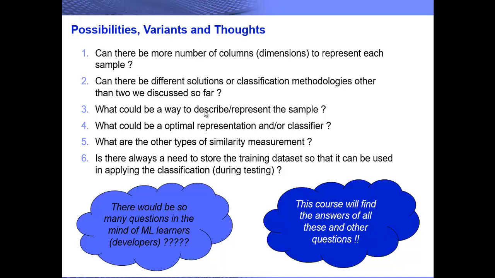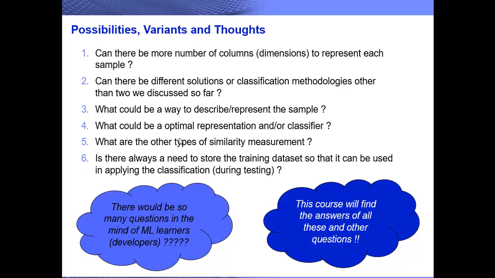The third question is, what could be a way to describe or represent the samples? I think we have seen in the last video, if there is a sample, we are projecting it on the different features, different dimensions, and its values form a feature vector, and that is used to represent the sample. There are so many ways, and there will be a philosophy behind representing the sample. Some representations will be simple, some obvious, and some could be complex to represent.